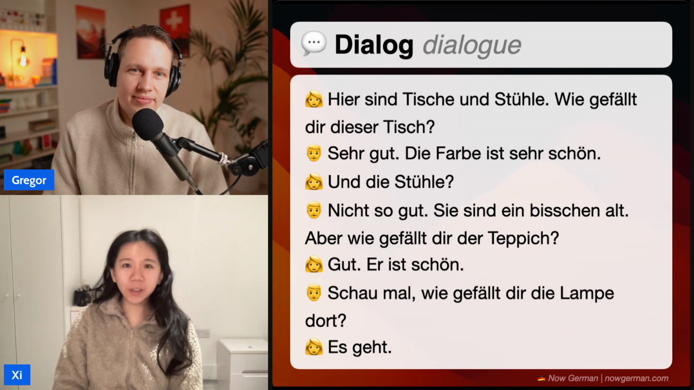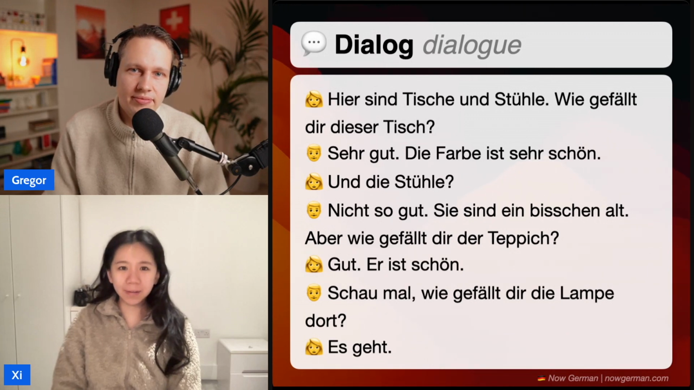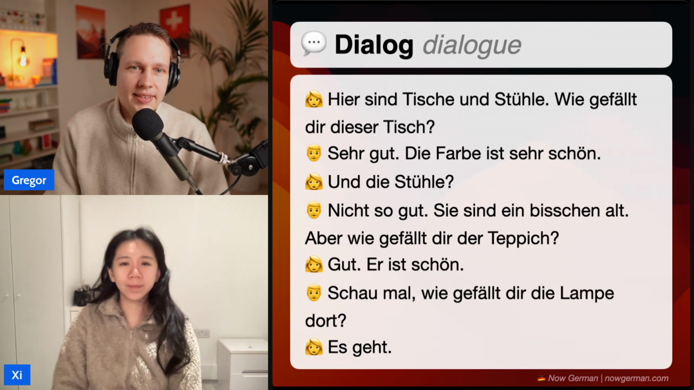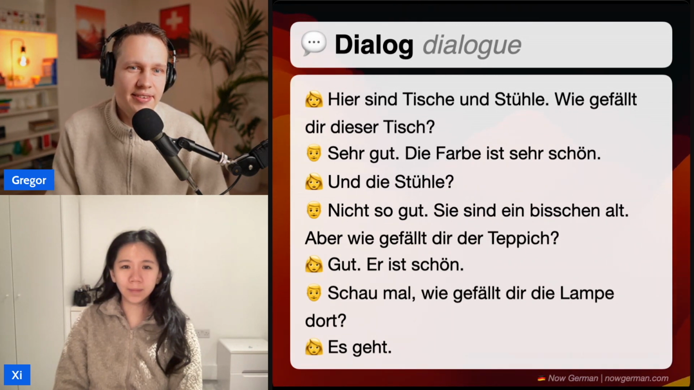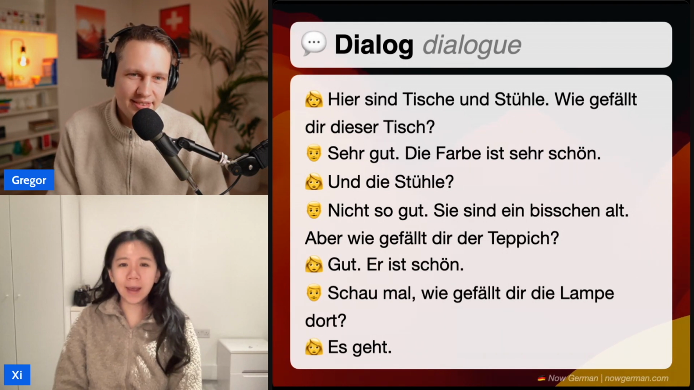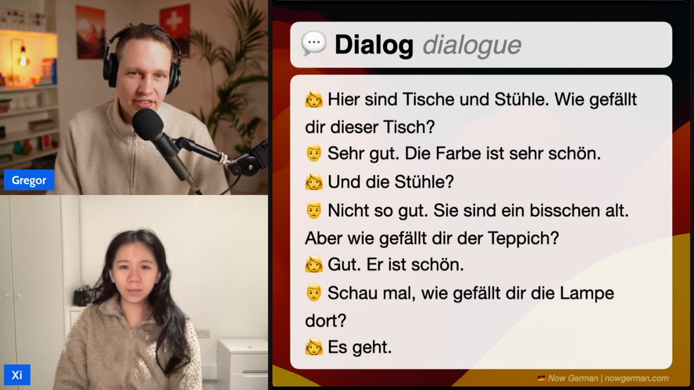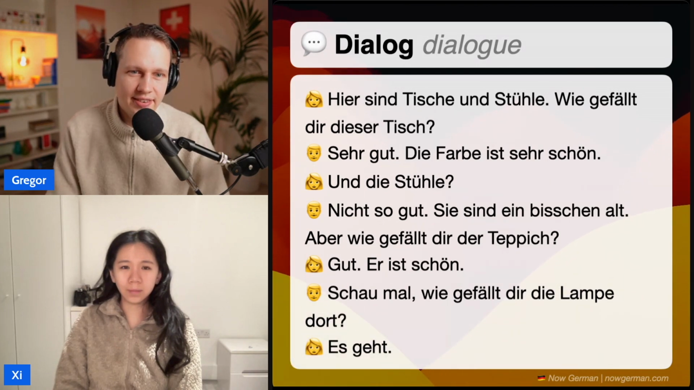Hier sind Tisch und Stühle. Wie gefällt dir dieser Tisch? Sehr gut. Die Farbe ist sehr schön. Und die Stühle? Nicht so gut. Sie sind ein bisschen alt. Aber wie gefällt dir der Teppich? Gut, er ist schön. Schau mal, wie gefällt dir die Lampe dort?